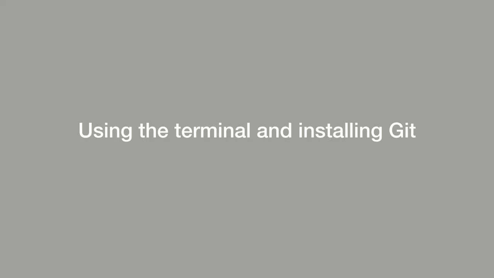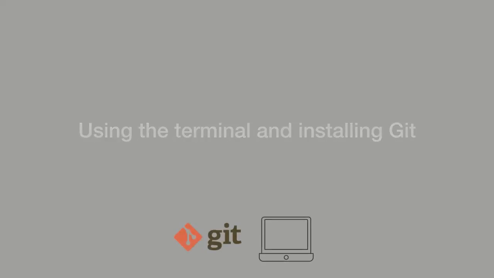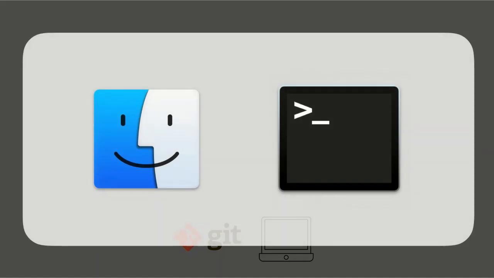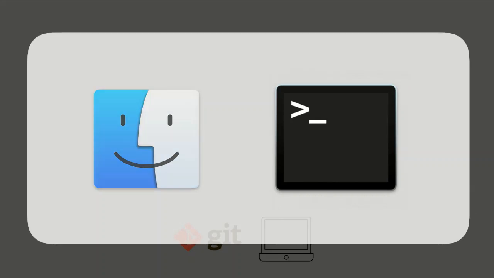In this lesson, we're going to go over using the terminal and installing Git. Depending on what computer you have, Git may or may not be pre-installed. But even if you already have Git installed, you may have an old version and you may want to update to the latest version. Throughout this lesson, I'm going to be using the Finder window and the terminal. The Finder window is probably quite a familiar place for most people, but the terminal may be new, so I'm just going to quickly introduce it.